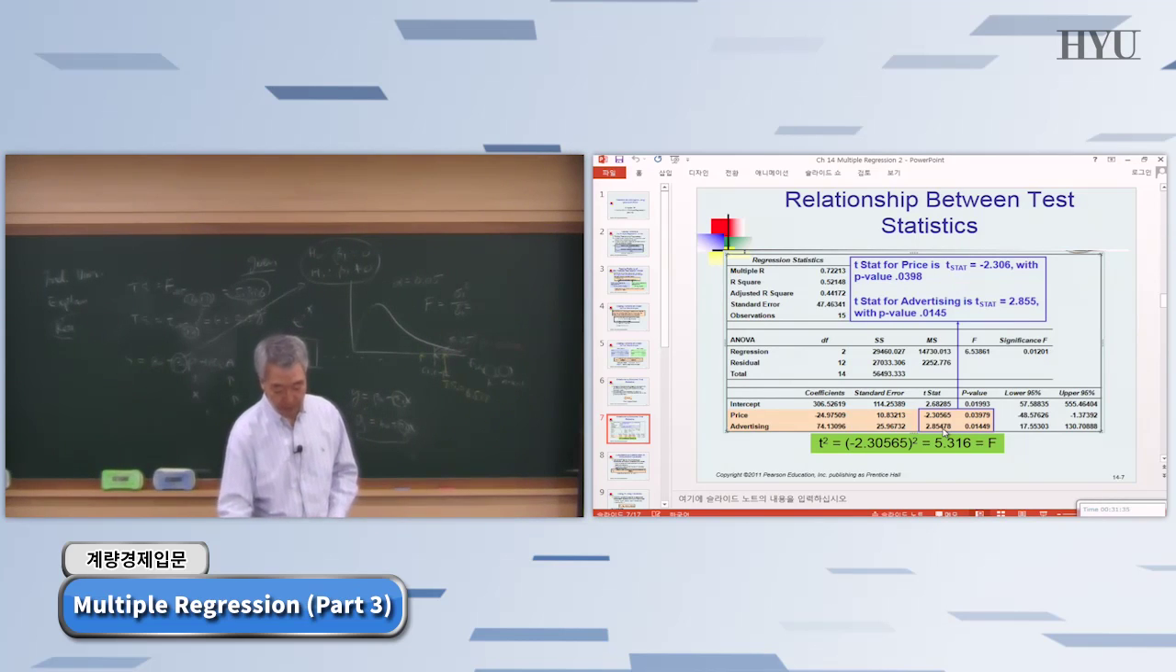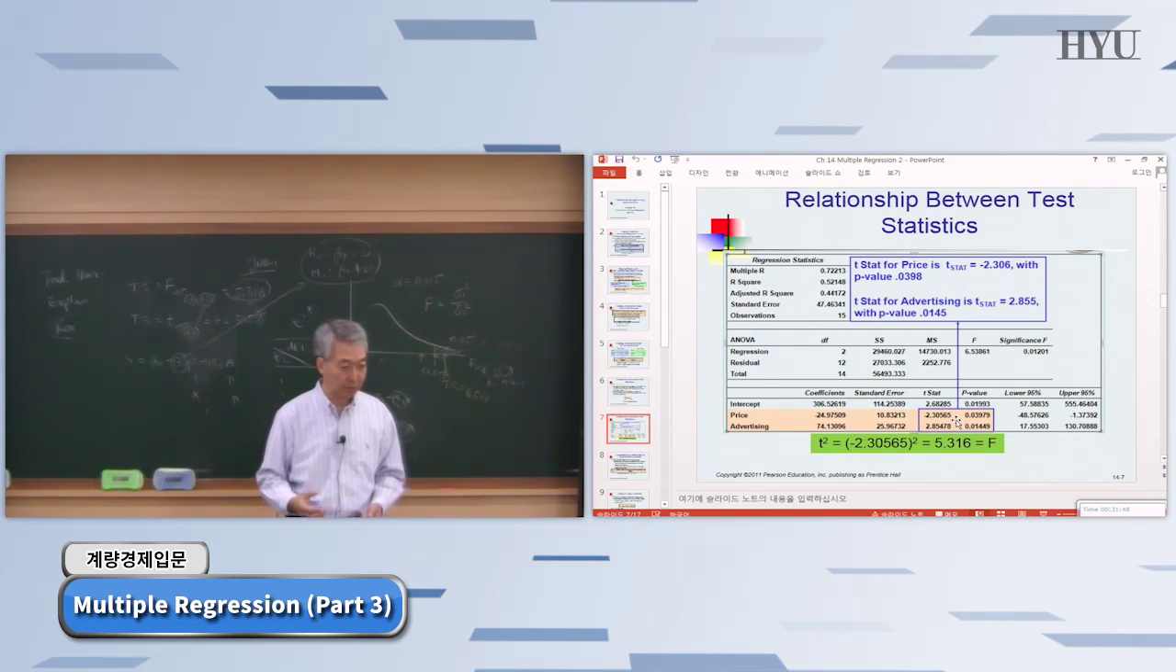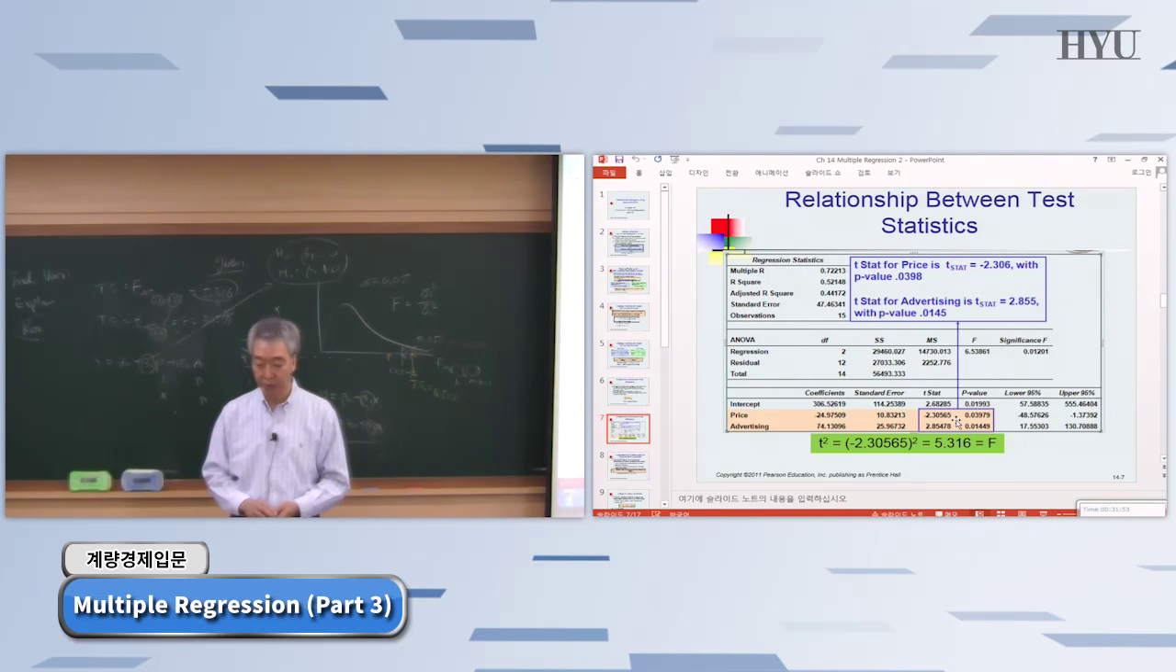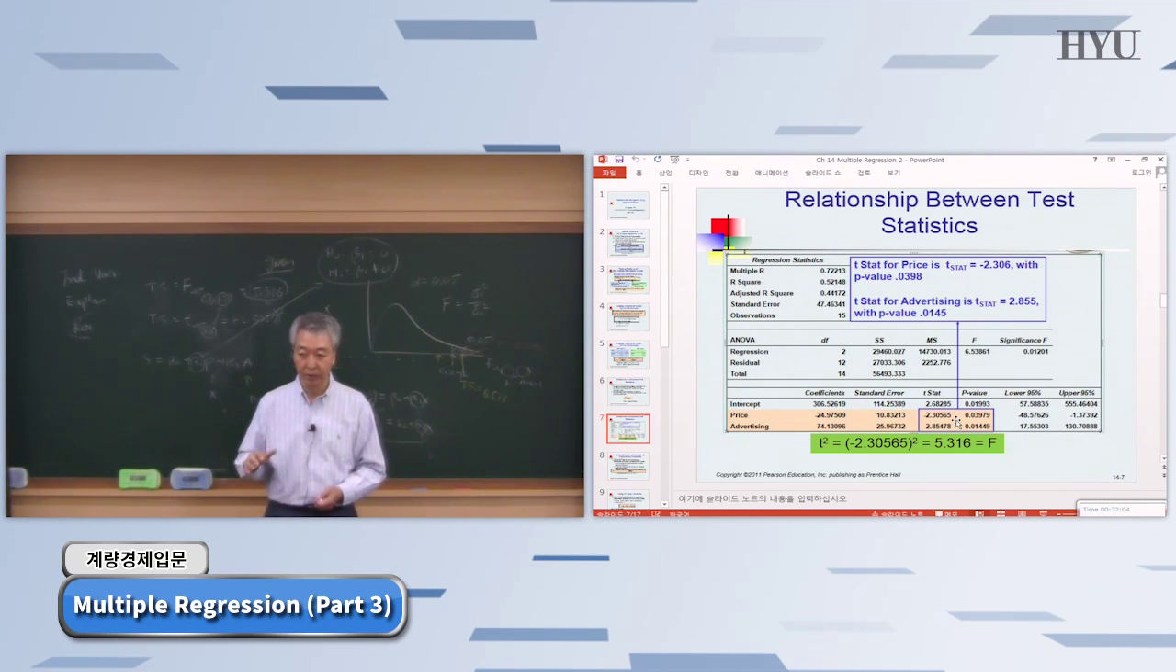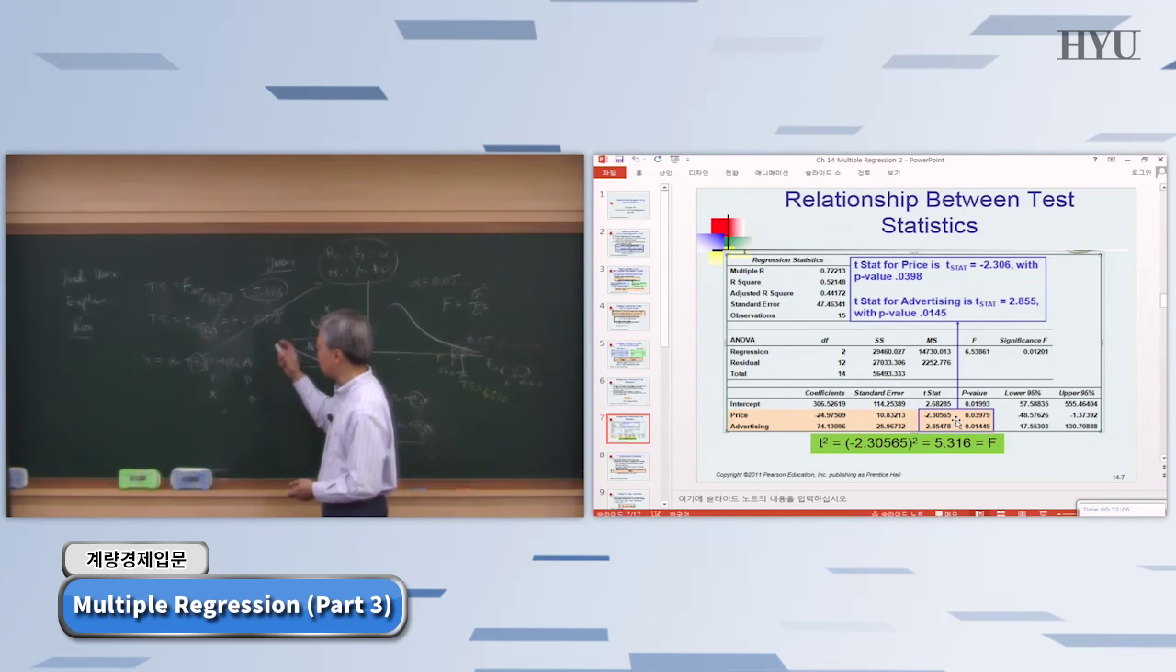Here, same idea. We have two independent variables. If you are testing the significance of price here using the t-test, or if you use the portions test to see whether price makes any significant difference in the presence of advertising, you're doing the same thing. Those two are identical tests. You're testing the same idea. So that's what we're talking about, this consistency.